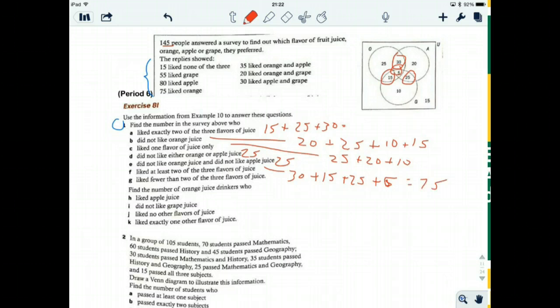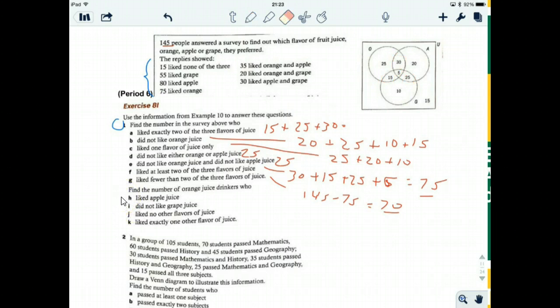Okay, and then last one, liked fewer than 2 of the 3 flavors of juice. So that would be everybody except for that, right? So that would be 145 minus 75. So that would be 70.